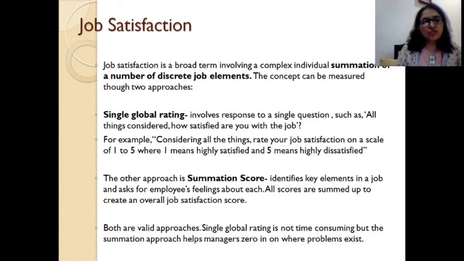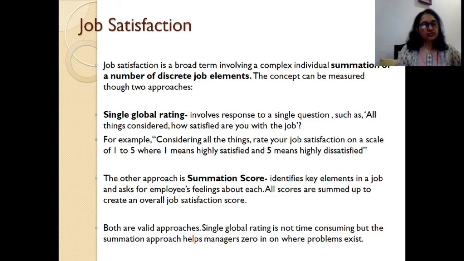Okay, now since job satisfaction is a major job attitude, and attitudes lead to behavior, this particular attitude is very important to managers, and every organization should understand how employees get affected by it. When we say job satisfaction, it is a very broad term, and it involves a complex individual summation of a number of discrete job elements.